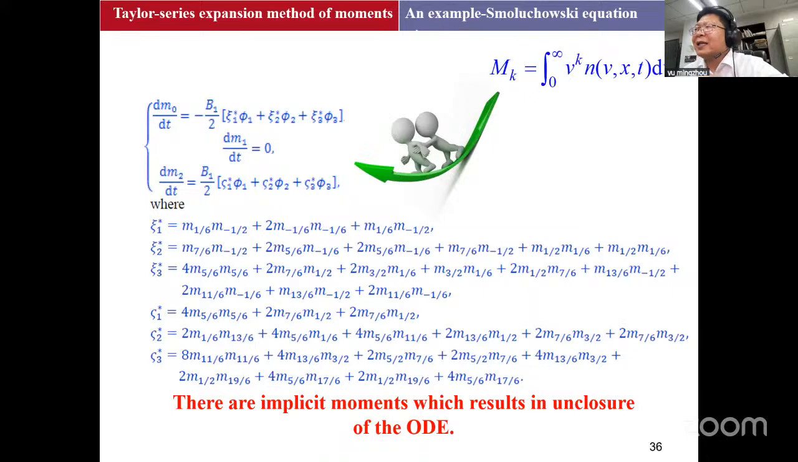When the coagulation kernel is introduced and the integral is evaluated, we obtain a set of ordinary differential equations, just like this one. Unfortunately, those equations contain very many implicit moment variables, resulting in a lack of closure. Therefore, our work is to find a way to replace or remove those implicit variables. Otherwise, we cannot get the closure of this equation. So next, what can we do?